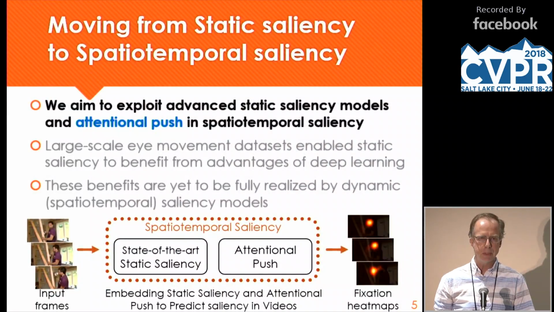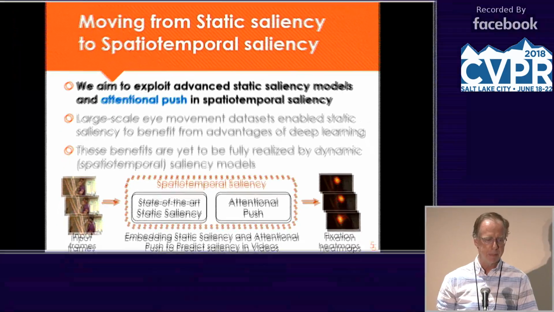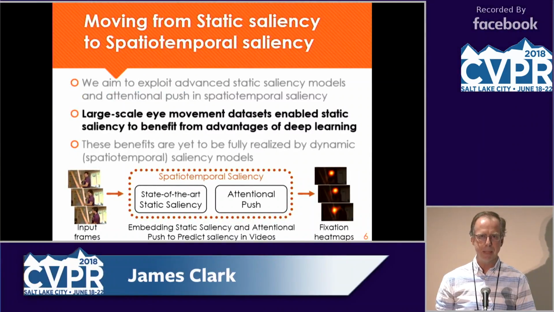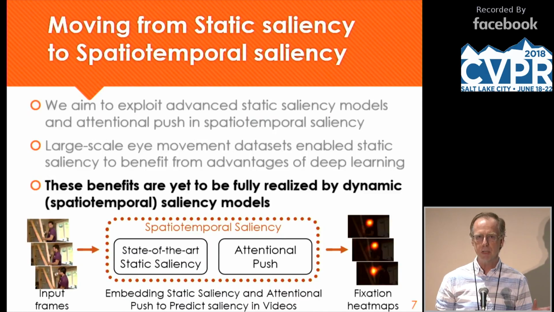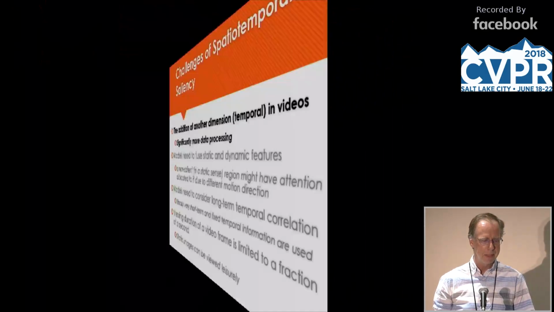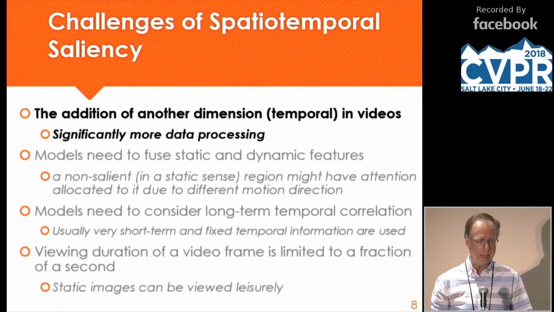So what we want to do is enhance the static saliency models to allow them to start to estimate dynamic saliency. The reason that we're basing this on static saliency models is that these are fairly good now. They've used large eye movement databases to allow deep learning methods to do fairly well. These benefits have not been fully realized in dynamic saliency models because we don't have the same large-scale datasets for eye movements in dynamic videos. They're coming, but we want to base our approach on static saliency and augment it.